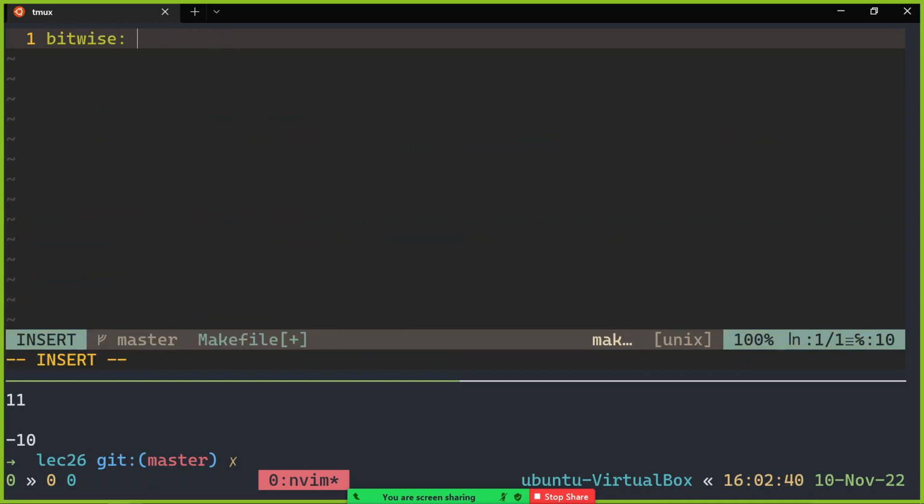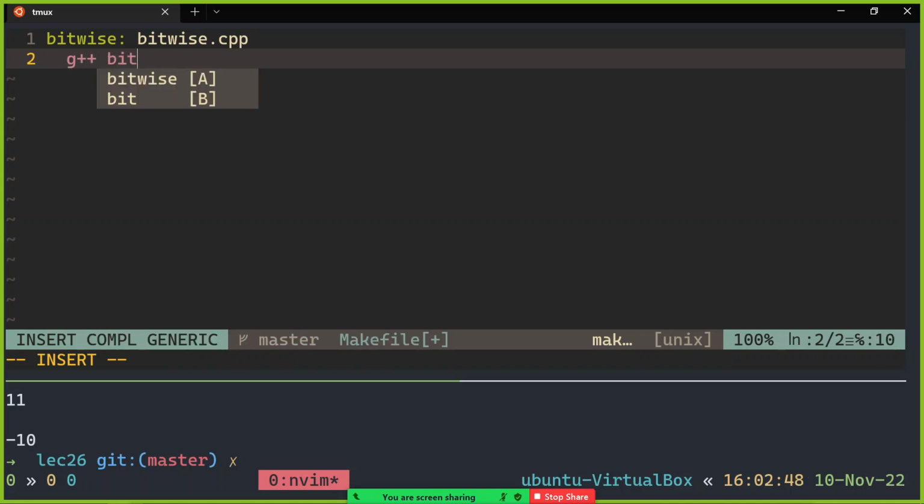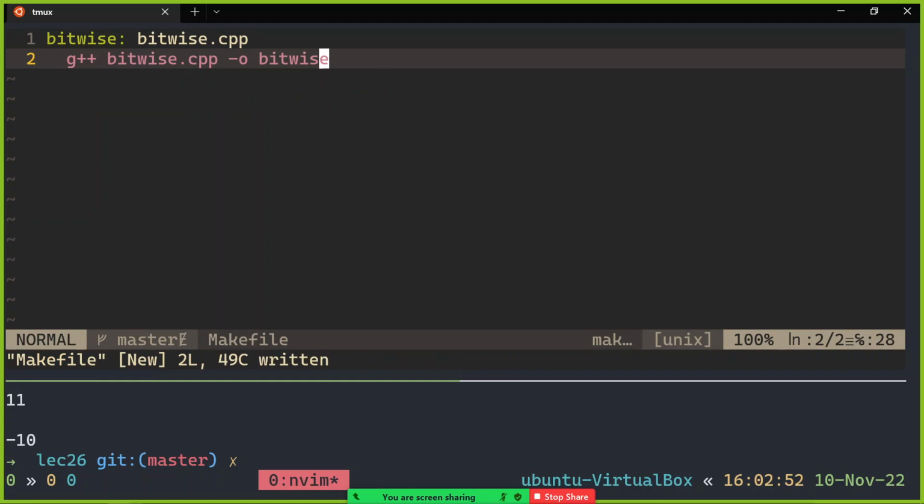And in order to create it, I need bitwise.cpp. What I do to make the bitwise executable from bitwise.cpp, I do g++ bitwise.cpp -o bitwise. No need to go to a .o form if it's just one file. Just go straight to the final executable.